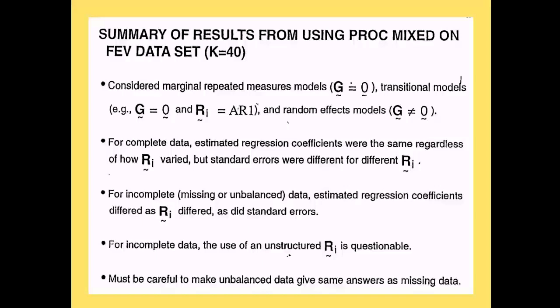About what happened when we actually ran proc mixed on this data set, and then we'll look at some of the results. One thing we did was consider marginal repeated measures models, in other words, G equals zero, no G matrix. Transitional models are questionable, since that has to do with conditional models, but we did consider one way to do a conditional model, where you just forget about using an earlier response and assume a marginal model running AR1. AR1 stands for autoregressive. And then we also did some random effects models.